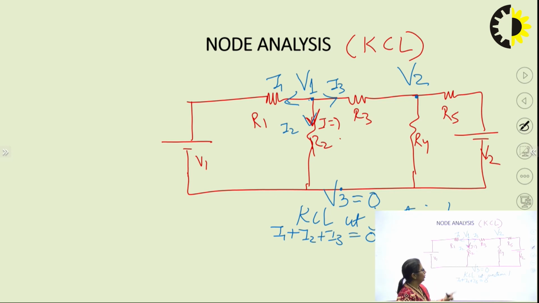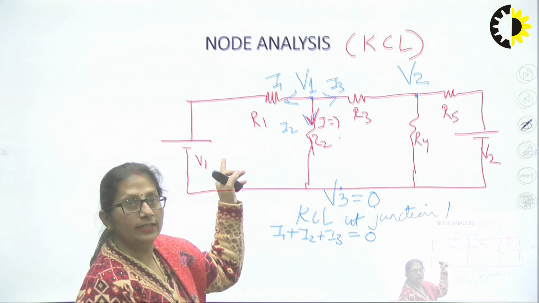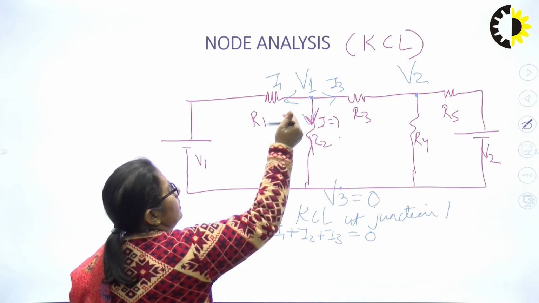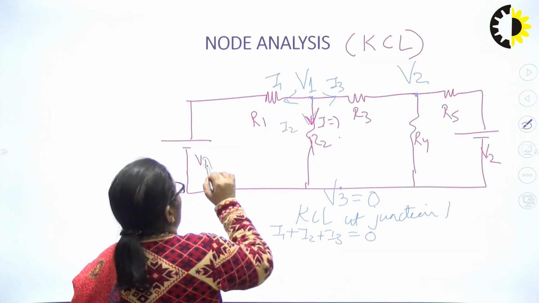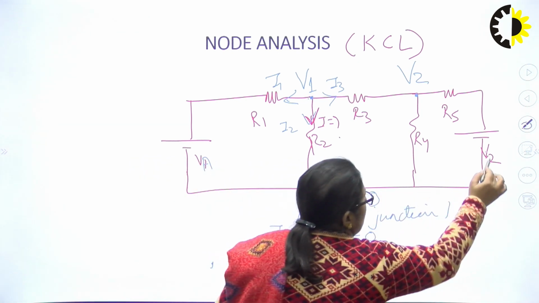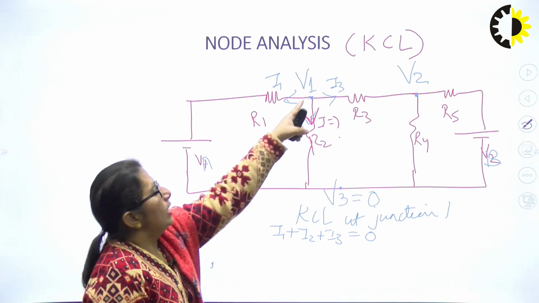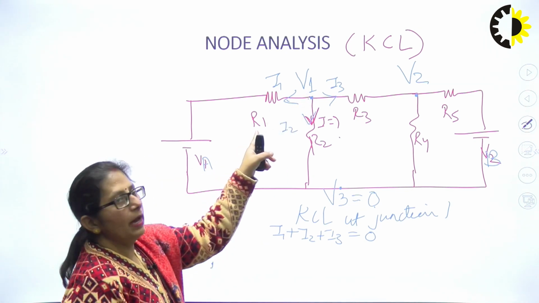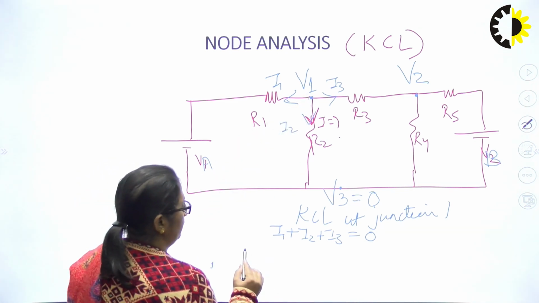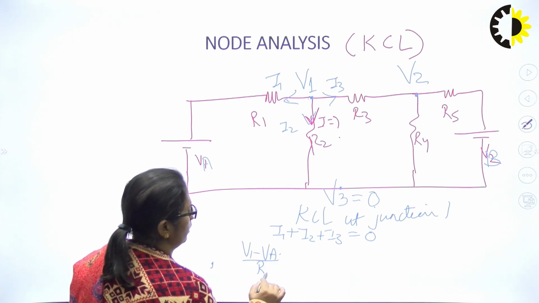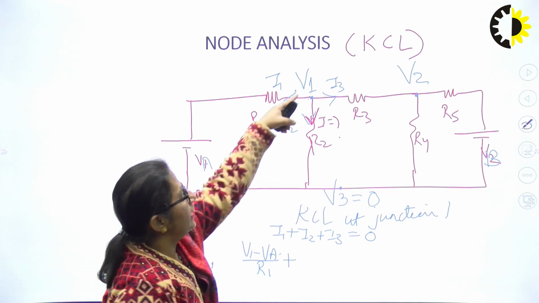Fine. If that is so, how can I write I1 in terms of voltage and resistance? Here the potential is V1. Say let this be A, not 1, and this be VB. Otherwise, we will have confusion, right? So I'll write V1 minus VA upon R1. So I1 is given by V1 minus VA upon R1 plus I2.